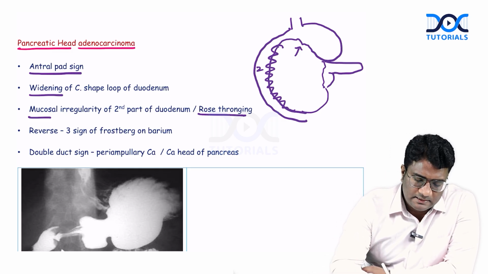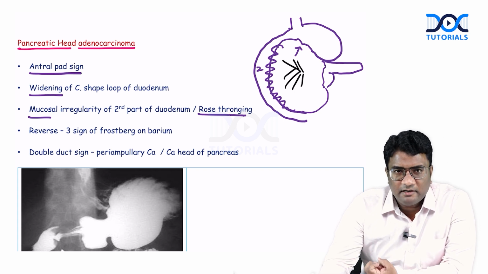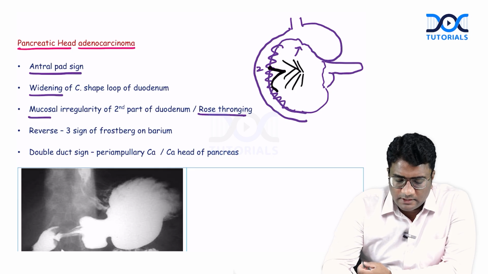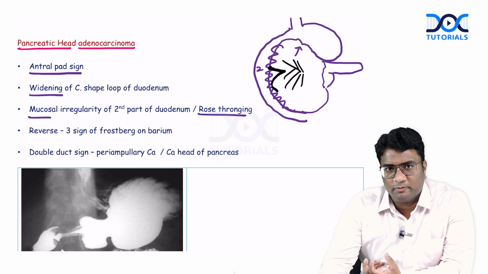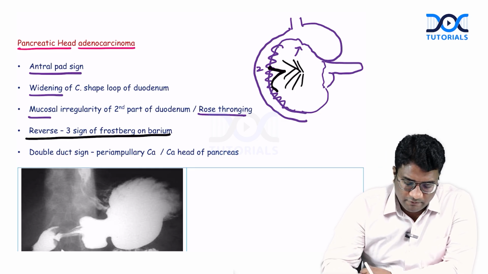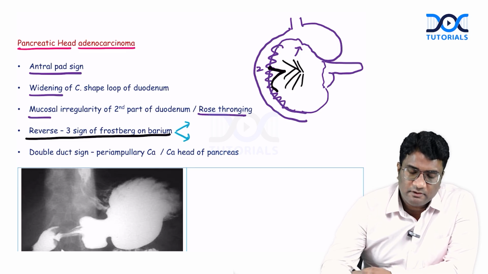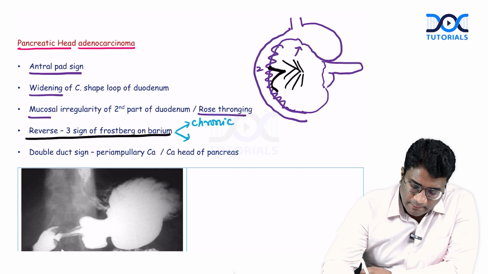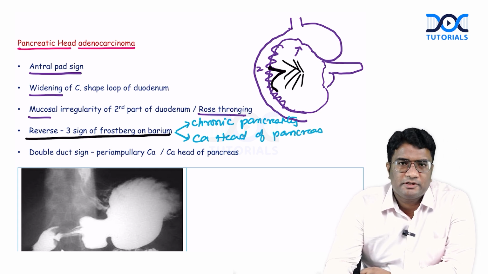And this puckered mass in the head of the pancreas can sometimes pull the medial wall of second part of duodenum inward, producing the reverse 3 sign of Frostberg on the barium study. So, reverse 3 sign of Frostberg can be seen in both. It can be seen with chronic pancreatitis because of the fibrosis, or it could be seen with CA head of pancreas. Both of them can produce reverse 3 sign of Frostberg.